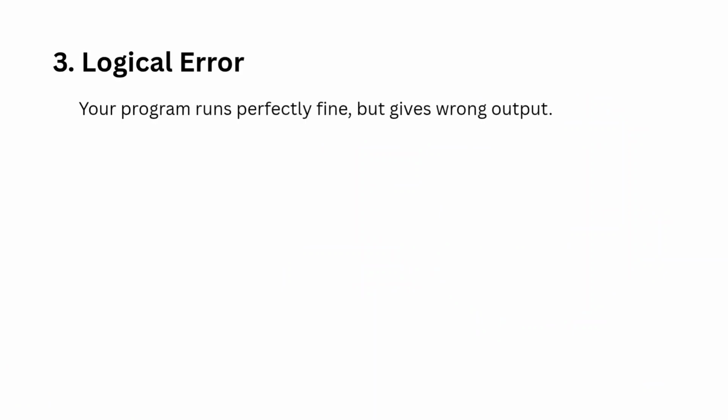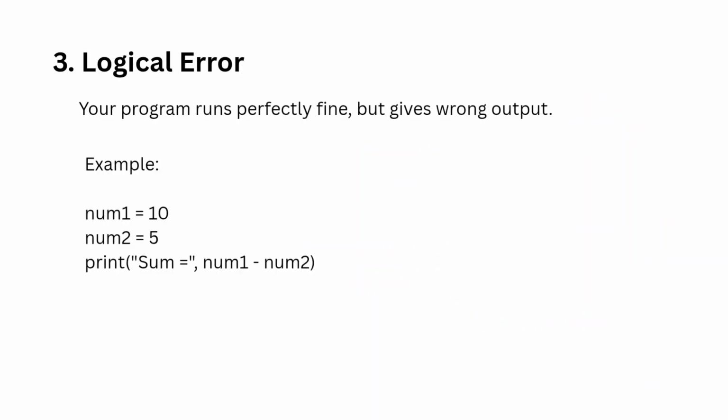Here is the example: num1 is equal to 10 and num2 is equal to 5, and we have to print their sum, but by mistake we use the difference operator, num1 minus num2. So the output will be sum, print sum, but gives us the difference between the two numbers. No crash, no red text, just wrong logic. That's why debugging and testing are so important.